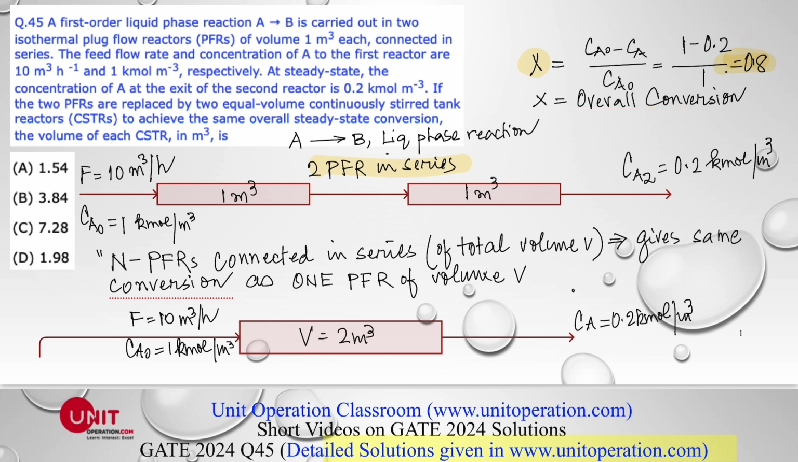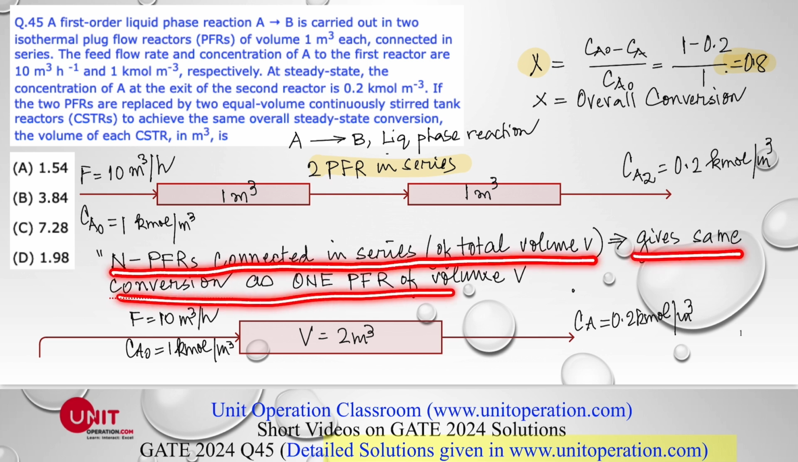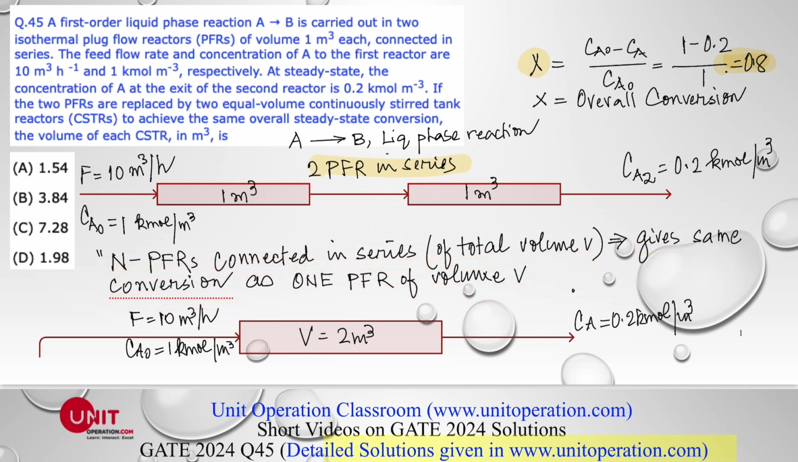Now we know that n PFRs connected in series of total volume V give the same conversion as one PFR of volume V. So if I replace this with a PFR of volume 2 meter cube, keeping the flow rate and the inlet and the exit concentration the same, it will be exactly the same. So this will give X equal to 0.8, right?